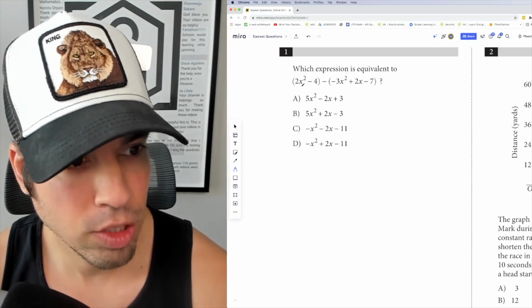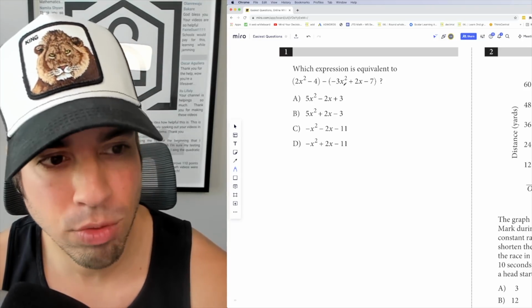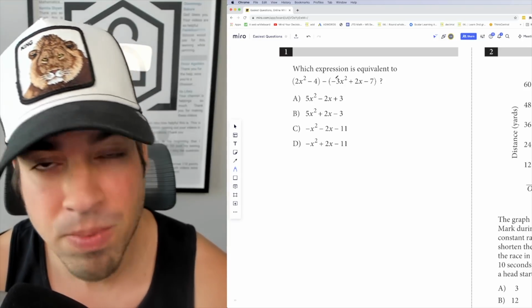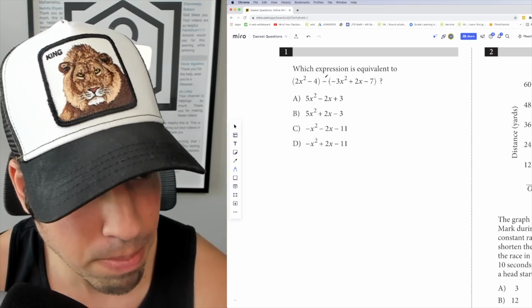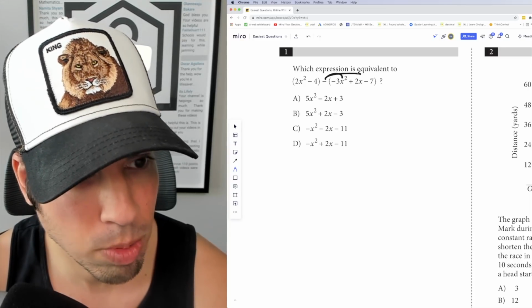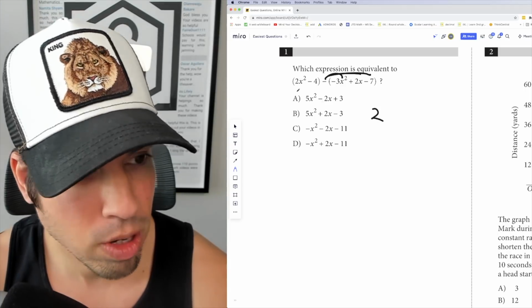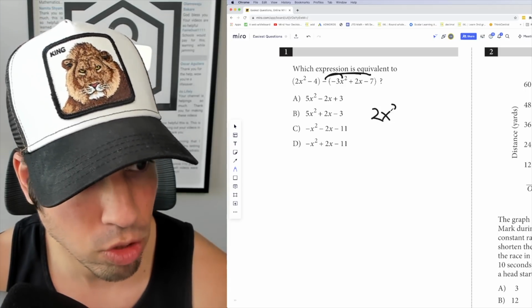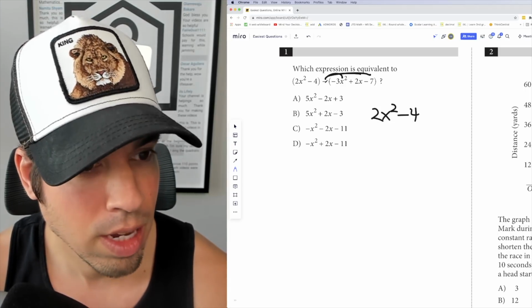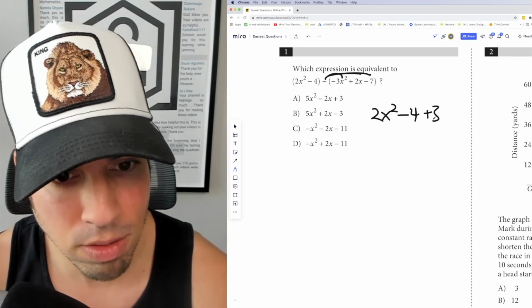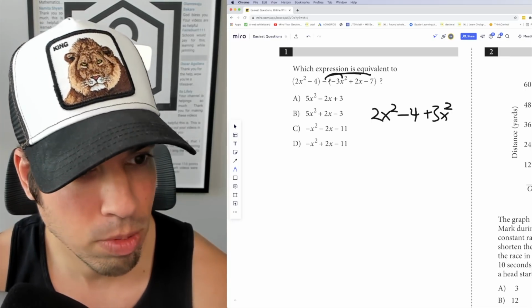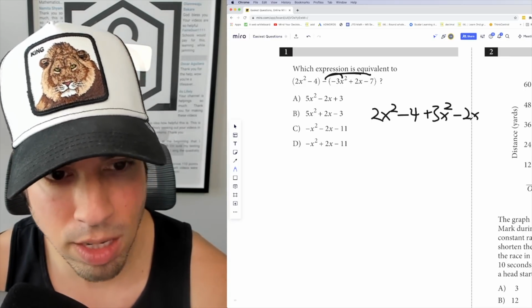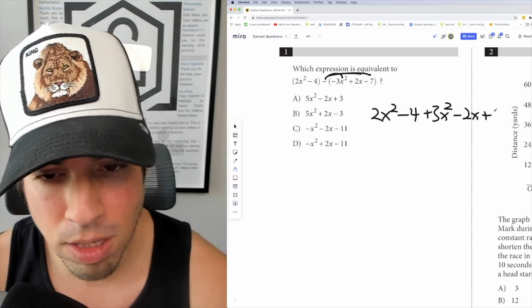Which expression is equivalent to 2x squared minus 4 minus negative 3x squared plus 2x minus 7? First things first, I got parentheses and a minus, so I need to distribute that like so. The first part has nothing in front of it, so I'm just going to destroy those parentheses. Boom. Negative times negative 3x squared is positive 3x squared. To distribute that negative, it becomes minus 2x. Distribute that negative, it becomes plus 7.